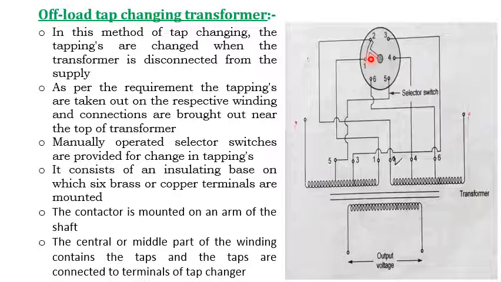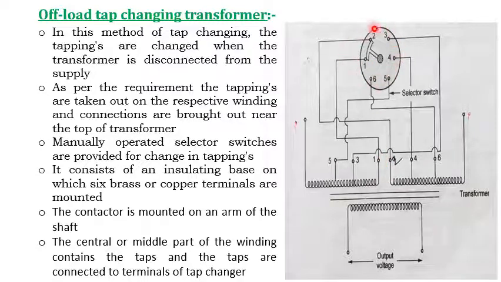See, this contactor connects the tappings. Depending upon the voltage requirement, it will connect the tapping, and this is mounted on the shaft. The central or middle part of the winding contains the taps, and the taps are connected to the terminals of the tap changer. So this is the central or middle part of a winding, which contains the taps. A total of 6 tappings are provided here.